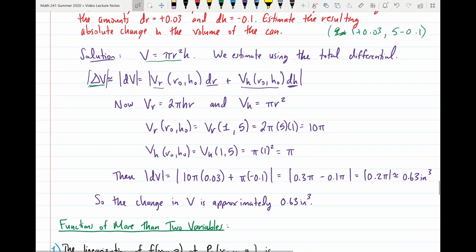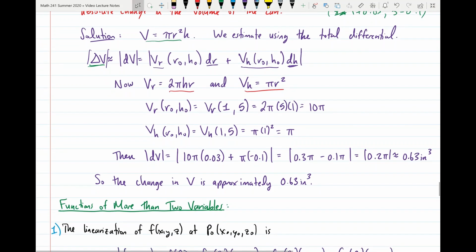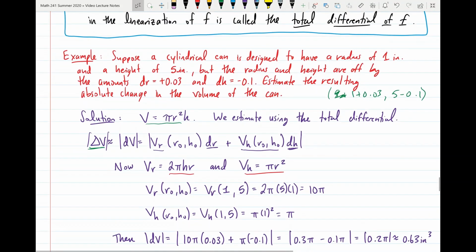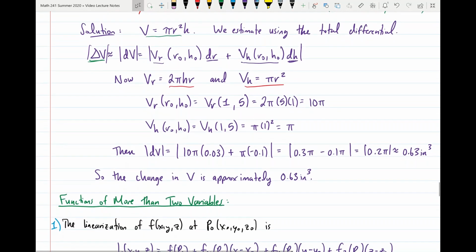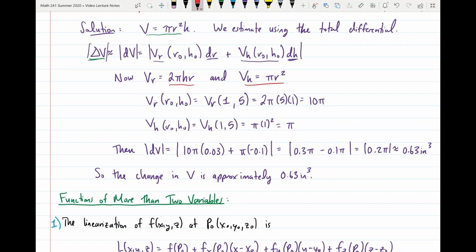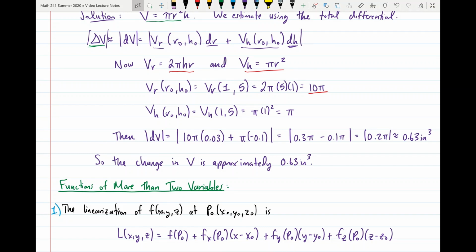So we want to find v sub r and v sub h. We take the partial derivative of the volume with respect to r, and we get 2 times pi times h times r. And we take the partial derivative with respect to h, and we get pi r squared. Now we want to evaluate both of these partial derivatives at the point r naught, h naught, which in this case is given to us as 1 inch for r naught and 5 inches for h naught. And v sub r will end up being 10 pi in that case. We can also evaluate the partial derivative with respect to h at that point, and we end up finding that it is equal to pi.